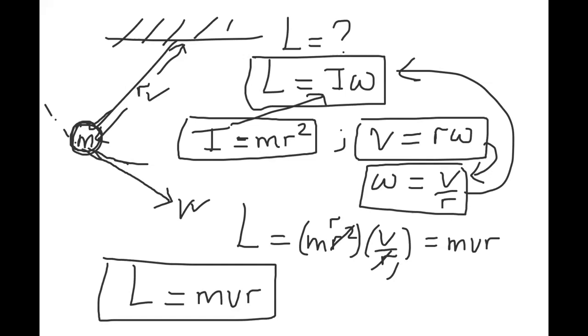In this class, we don't want to focus too much on looking at this as a vector quantity, but in other higher classes, we might look at angular momentum as a vector. For now, let's understand this as just the magnitude of the angular momentum.